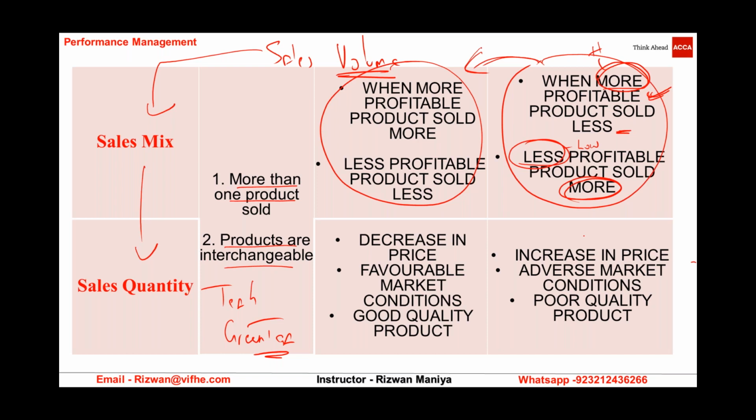Now, reasons for favorable could be a decrease in price. A decrease in price could increase the quantity sold. Yes, this is valid. Second, a favorable market condition will help to increase the quantity. Yes. Good quality product will help to increase the market. Yes.